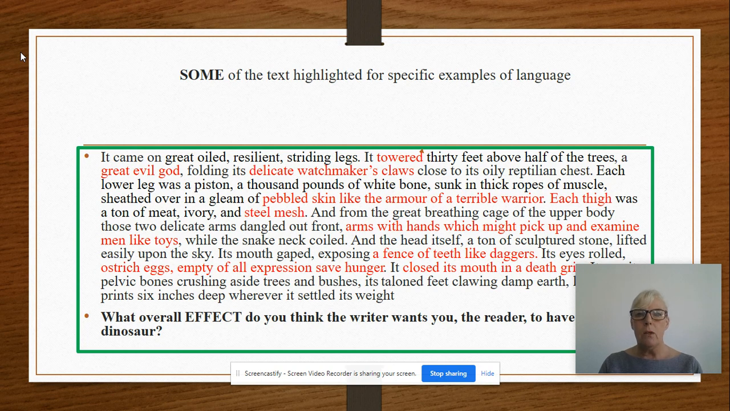Can you have a look: have you got anything that I've got? Can you write down, please, a sentence: what overall effect do you think the writer wants you, the reader, to have about the dinosaur? This is absolutely key, because you're going to think about the overall effect, and then use what you have highlighted or the language you've identified to prove the effect.